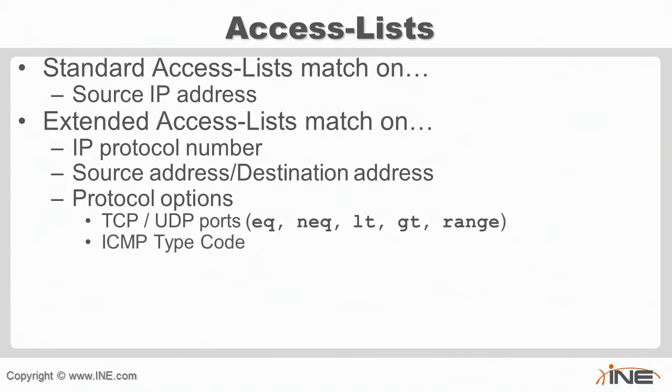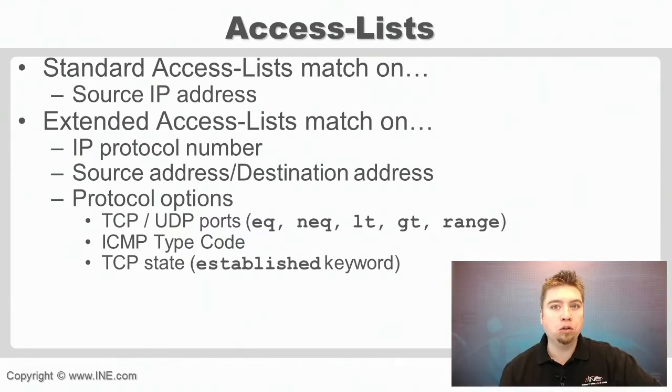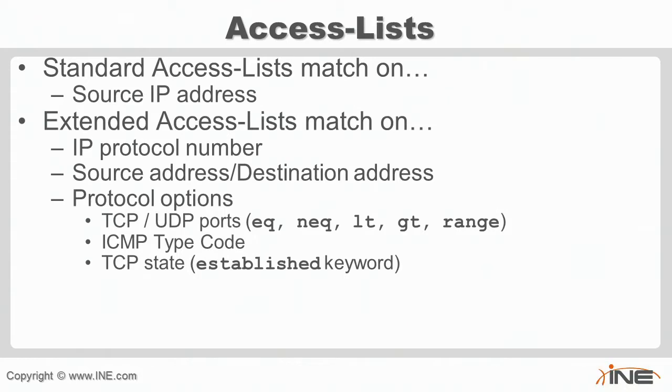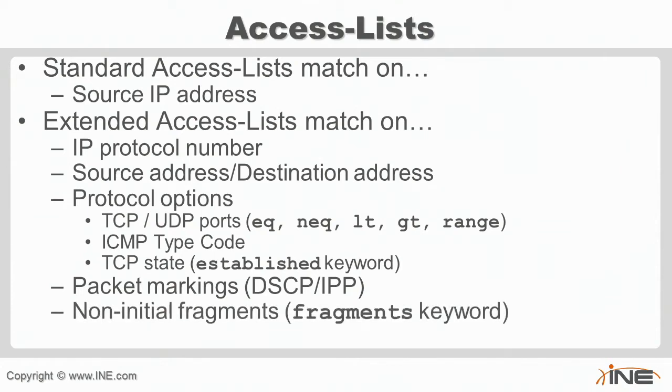We can match on the ICMP type code. So is it an echo? Is it an echo reply? Is it time exceeded? Is it port unreachable? TCP states, we'll talk about this shortly when we get into the difference between stateless filtering and stateful filtering. So how does the router know that the traffic coming in is a return flow and not an initial flow? It's based on the TCP flag. So is this an ACK? Is this a push? Is this a reset in the TCP state fields? We could also match on any of the class of service bits, so the DSCP or the IP precedence in terms of our QoS markings, or things like fragments.